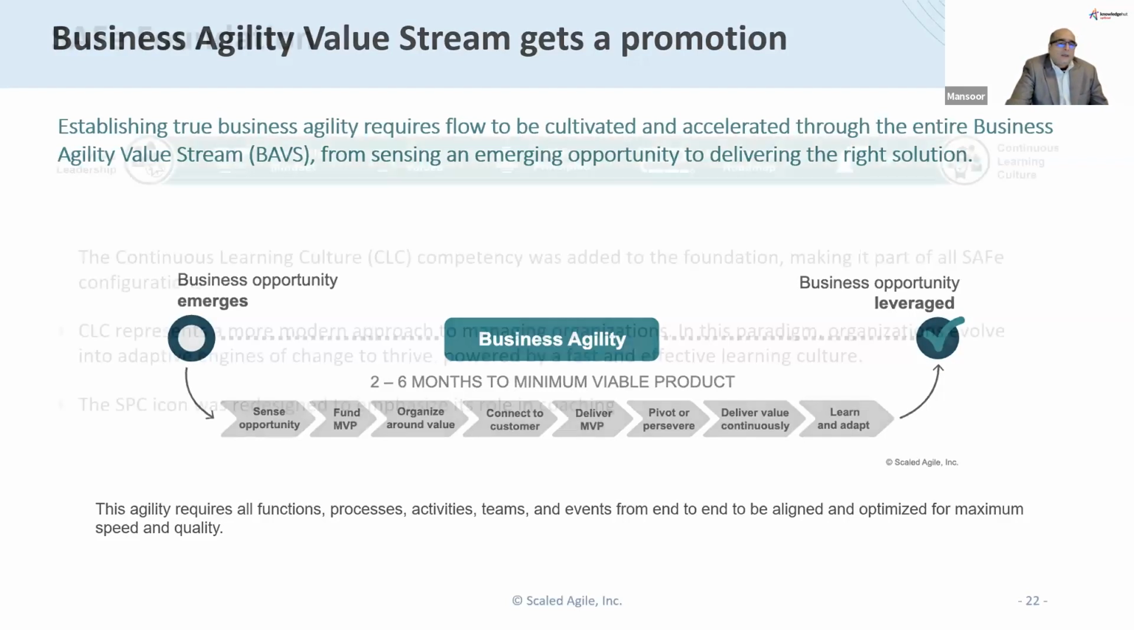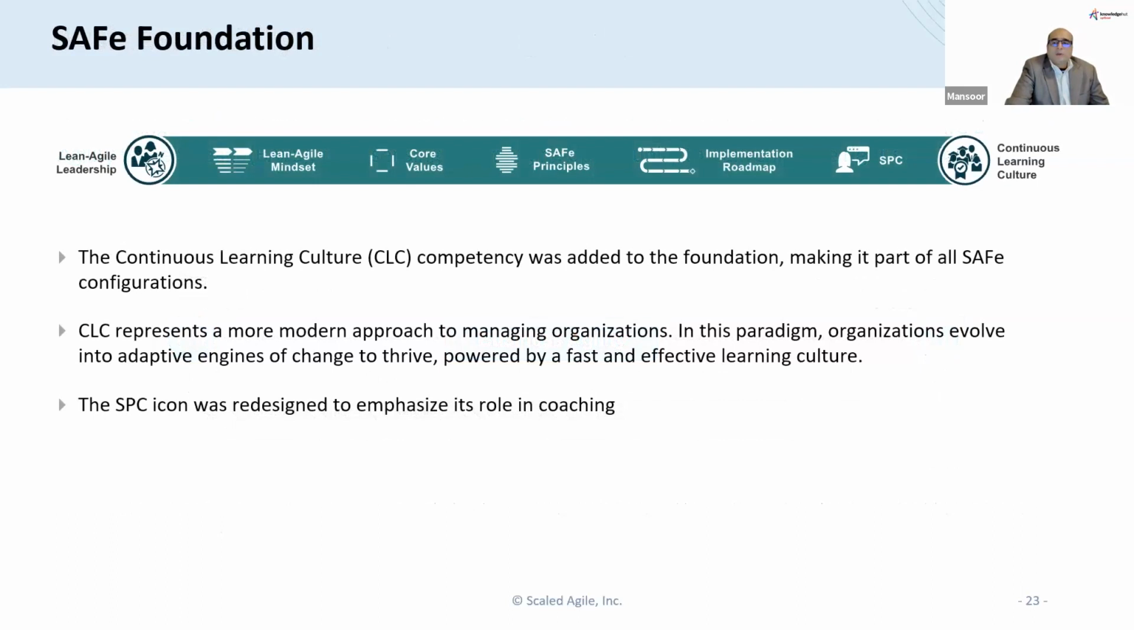All right. Then we also looked at the SAFe foundation, right? We built in a continuous learning culture. The competency was added into the foundation, a continuous learning culture, right? That got added. That means regardless of the configuration of SAFe you may be implementing, you will always include continuous learning culture. The reason we made this change is because we truly believe a continuous learning culture represents a management paradigm of the future, and we as an organization need to invest in becoming a learning organization as a whole. So that's very, very important.